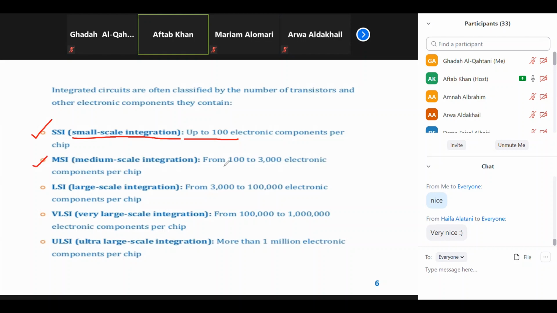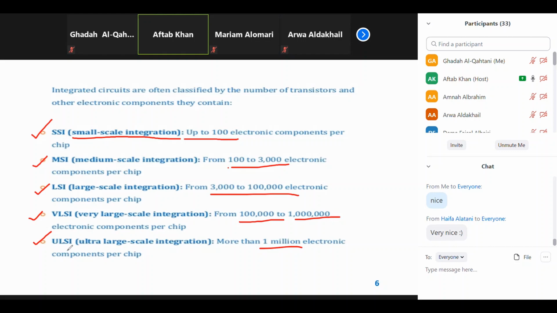So designers were able to design 100 to 300 electronic components per chip. Then LSI, large scale integration. Here, 3000 to 100,000 electronic components or transistors per chip. Now very large scale integration, which is 100,000 to 1 million. Now ultra large scale integration, where a designer can design 1 million electronic components per chip.